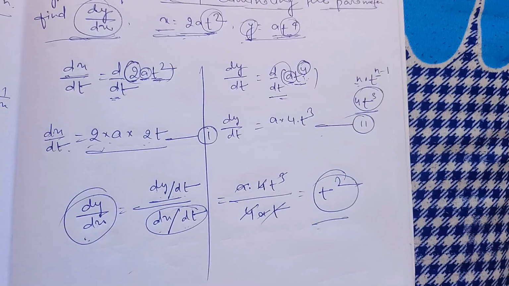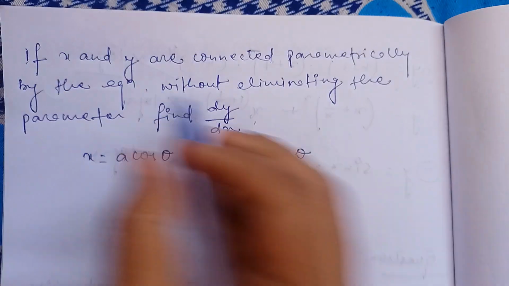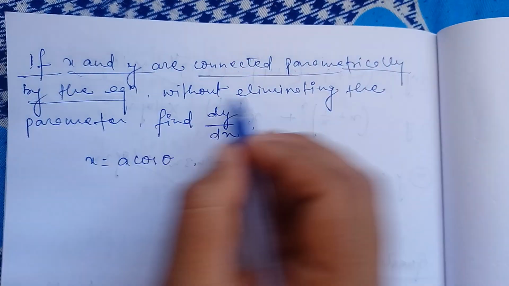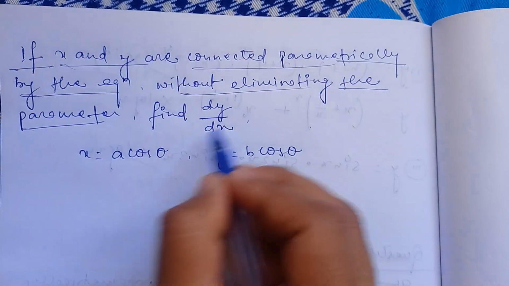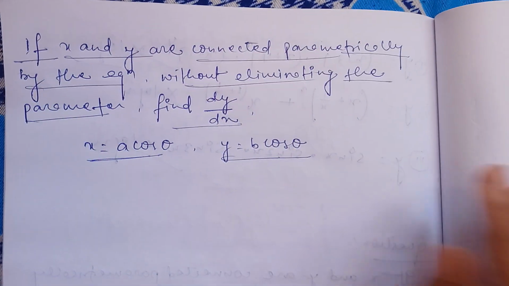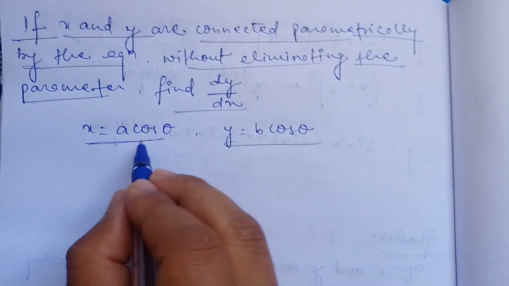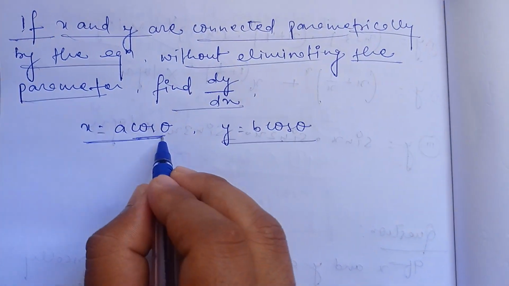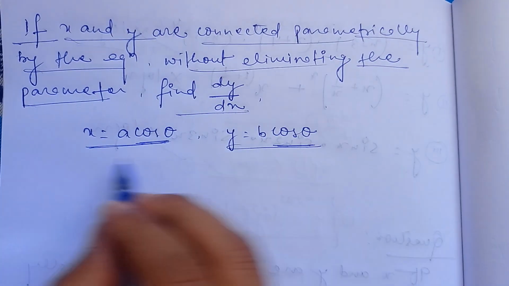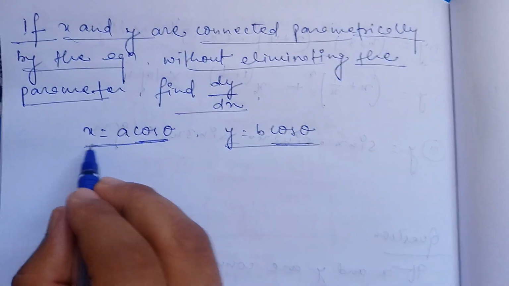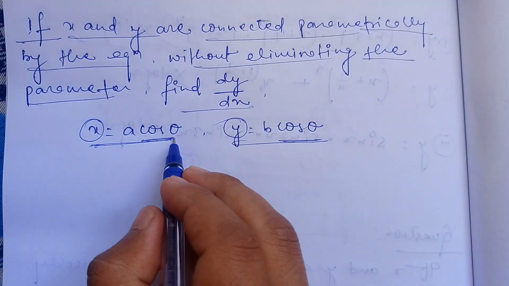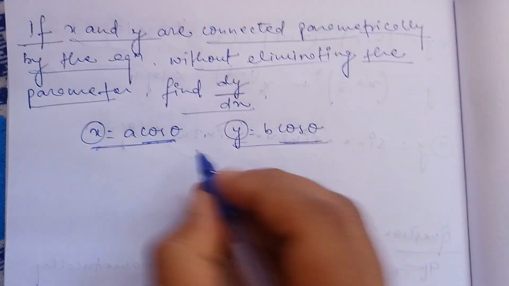Okay, now the next question. If x and y are connected parametrically by the equation, without eliminating the parameter, find dy by dx, and here is the value of x and here is the value of y. Now we can see the variable is theta in both. Can we differentiate x and y with respect to theta? Yes, we can differentiate.